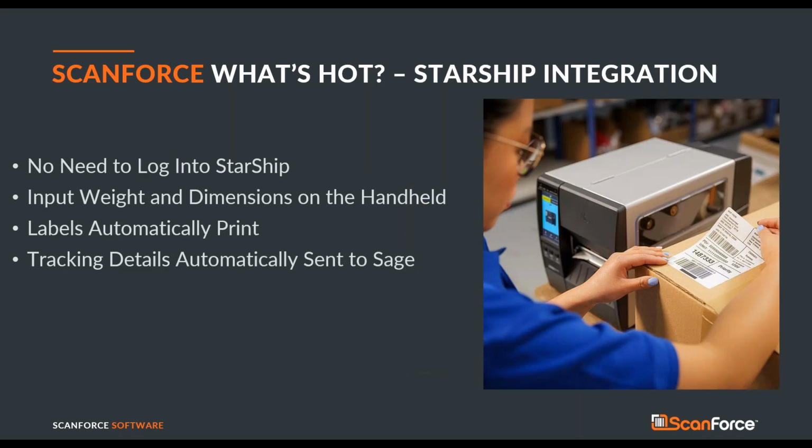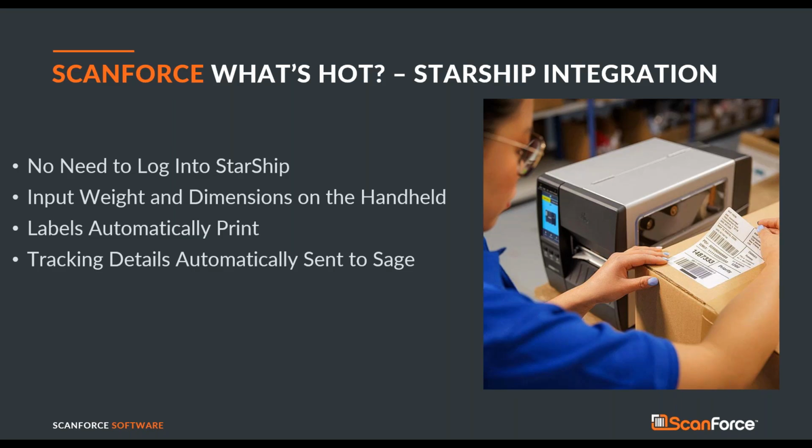Another thing that's really popular right now is Starship integration. If you use Starship, we need to talk, because what this does is the user on the handheld would scan the items for the sales order. It validates, makes sure they're correct. And then we're going to ping Starship behind the scenes, and Starship is going to automatically spit out my labels. So your users don't have to interface with Starship at all on an order-by-order basis.